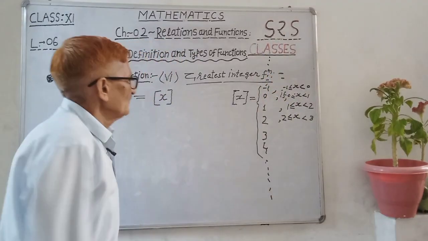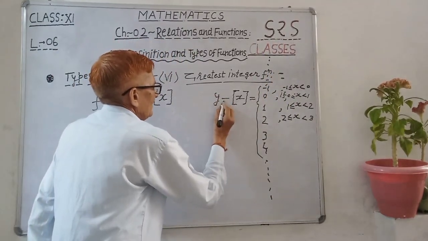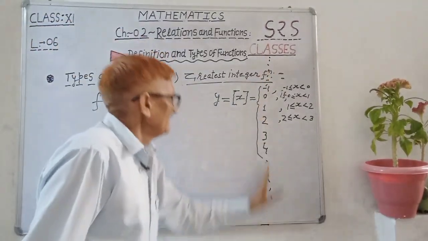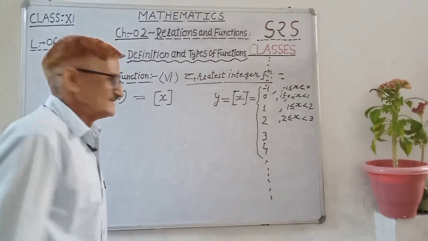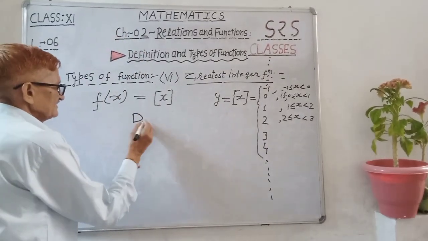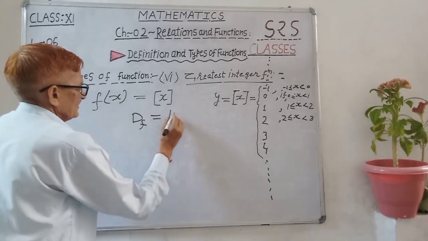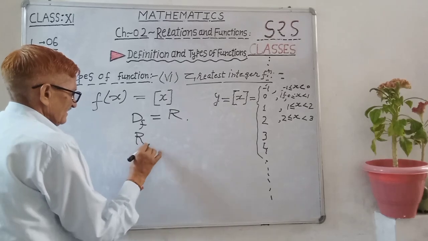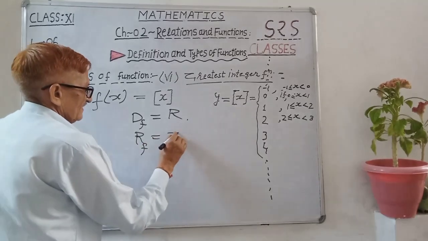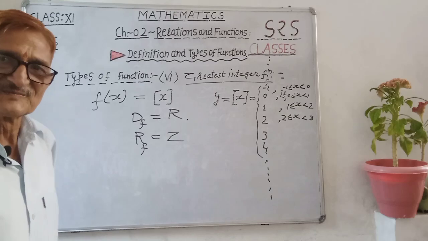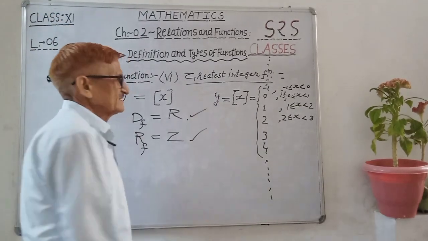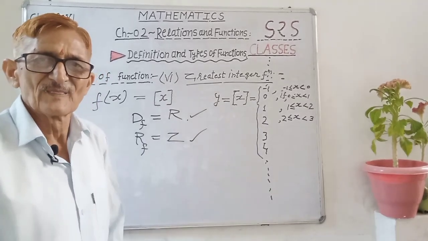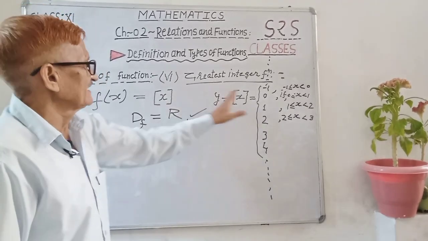So what is the output? The y value, the value of the function. The output is the set of all integers. So the output is the set of all integers, and the domain of this function is all real numbers, and the range of this function is the set of all integers, Z. Understand this definition, we have to use it in the questions. Okay, is the greatest integer function clear?